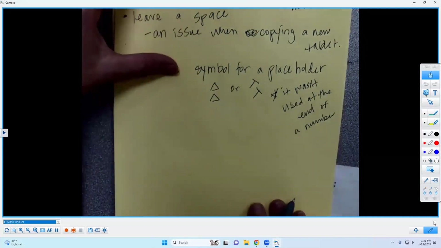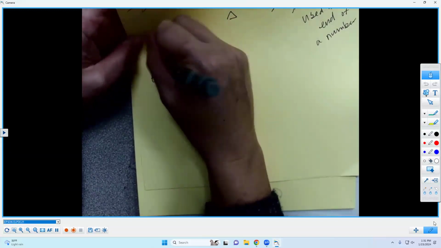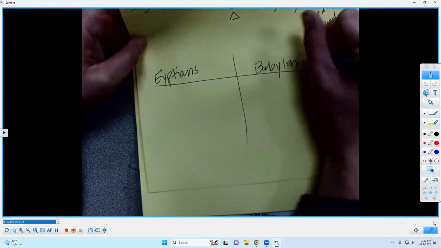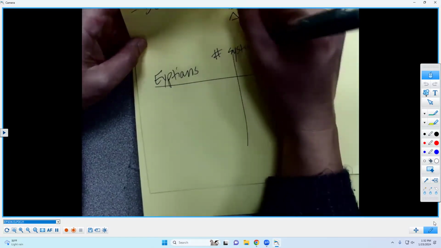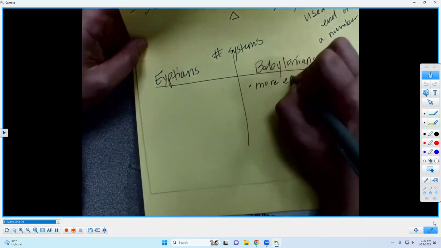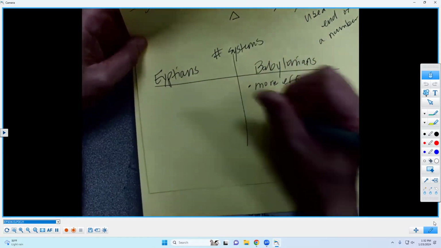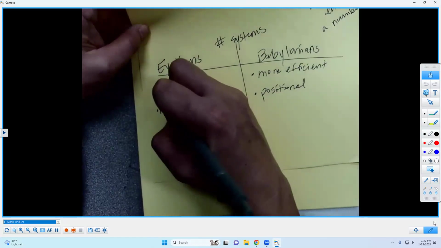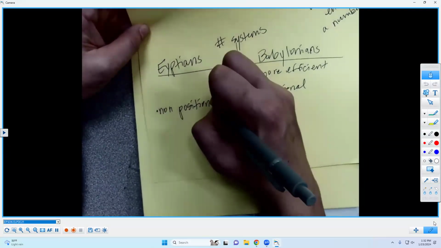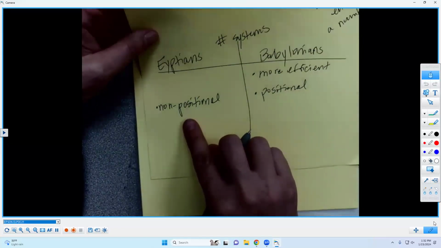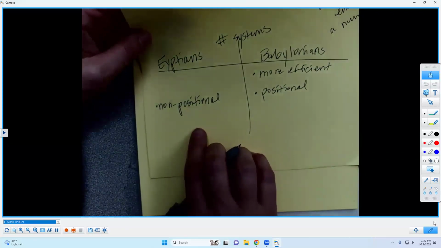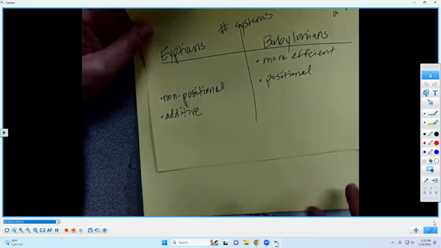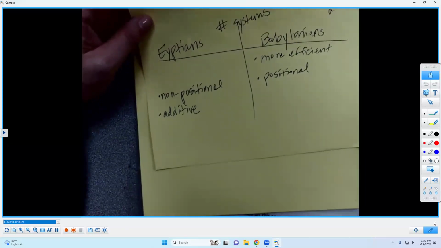It's also positional. So if you were going to compare Egyptians with Babylonians, just specifically talking about their number systems, this one's more efficient. This one is a positional number system. This is non-positional. Do you remember the other word we used for the Egyptians? We said non-positional, and there was another word we used. It's an additive system because you have to add all the pieces together to get your answer. You literally have to count how many things you have and add it up to get your answer.